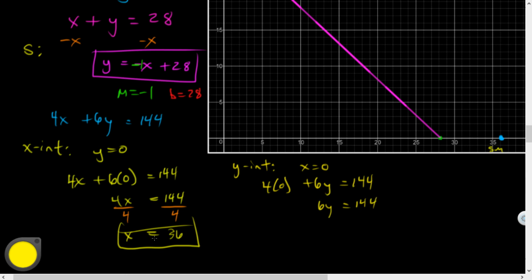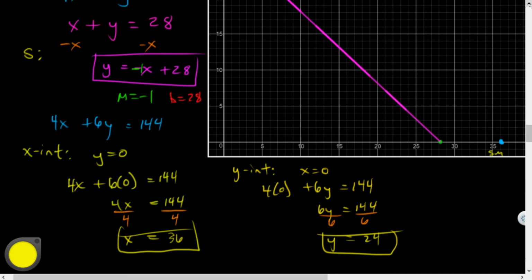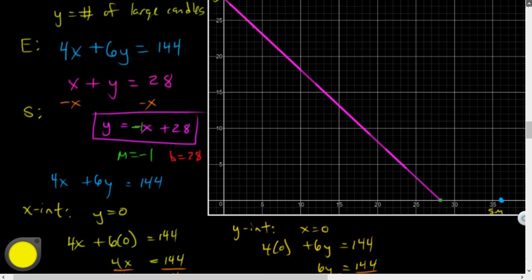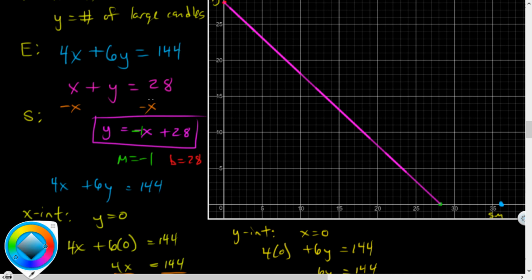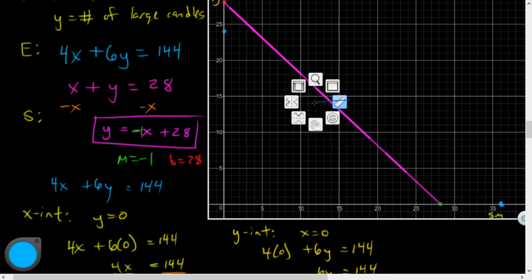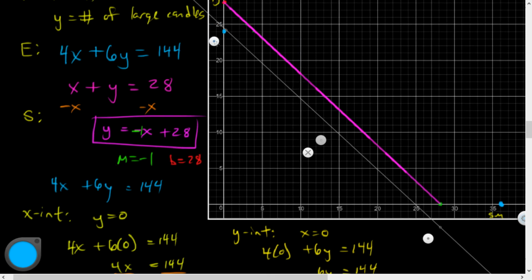To get y by itself, Jimmy, how do you think we could do this? How do I get rid of that 6? Yep, divide both sides by 6. And I think, is y going to equal 24? Did I do that right? You can ask a calculator. 144 divided by 6 is 24. So that means that's my y-intercept. I'm going to scroll up to 24. So the blue intercept is right there.